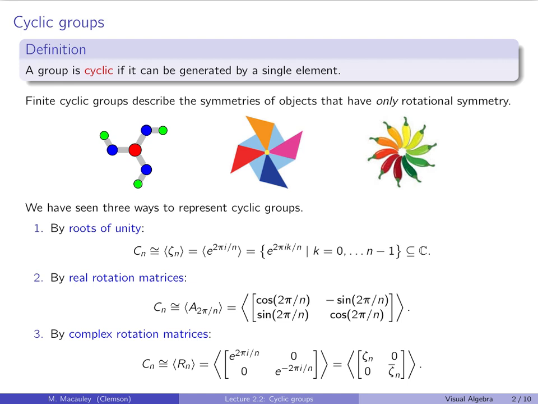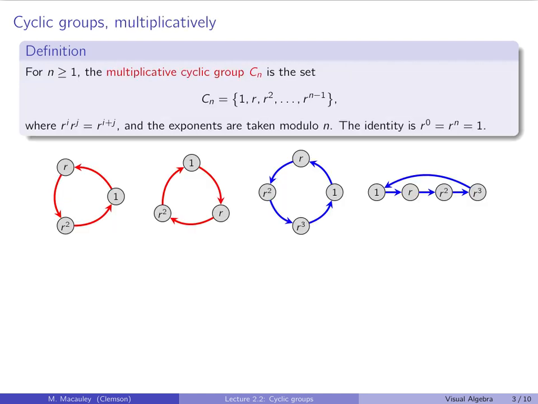And finally, by complex rotation matrices, which is probably the least familiar of all of these for most of you. So Cn is generated by Rn, which is this diagonal matrix where the 1,1 entry is an nth root of unity and the 2,2 entry is its complex conjugate. As I said, this is going to be our preferred rotation matrix going forward, and we'll learn more about it later. Let me now make a definition that is mostly about notation.